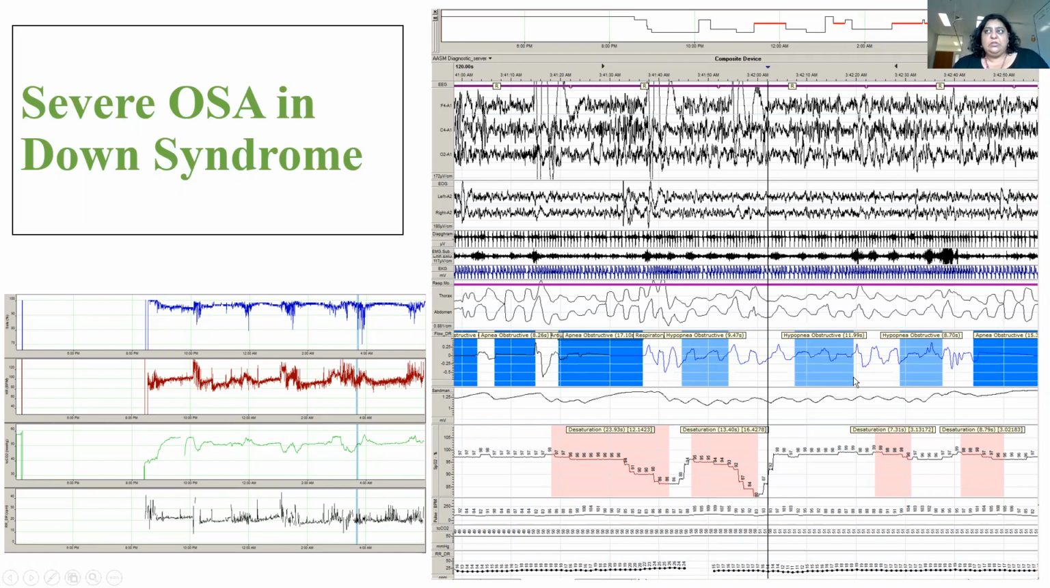If you look at the pattern on the individual epoch here, you can see that this child is having multiple episodes where the airflow ceases, the breathing pattern continues, and there is desaturation. These represent obstructive events which occur frequently in this child over the course of the night.